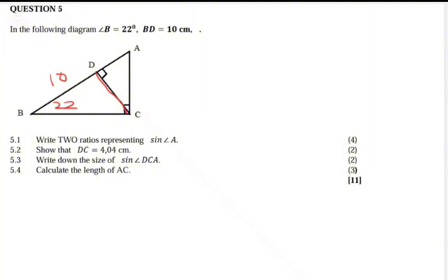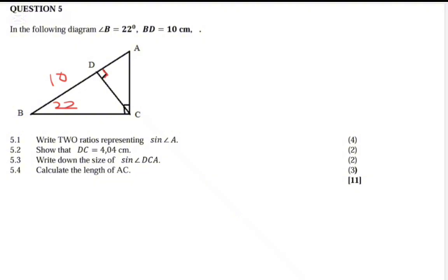If you pay close attention to what we are given, we can make use of trig ratios to find that missing side, which is DC. We can make use of our trig ratios. But how though? How are we going to make use of our trig ratios? We need to understand this. Let me just show you.